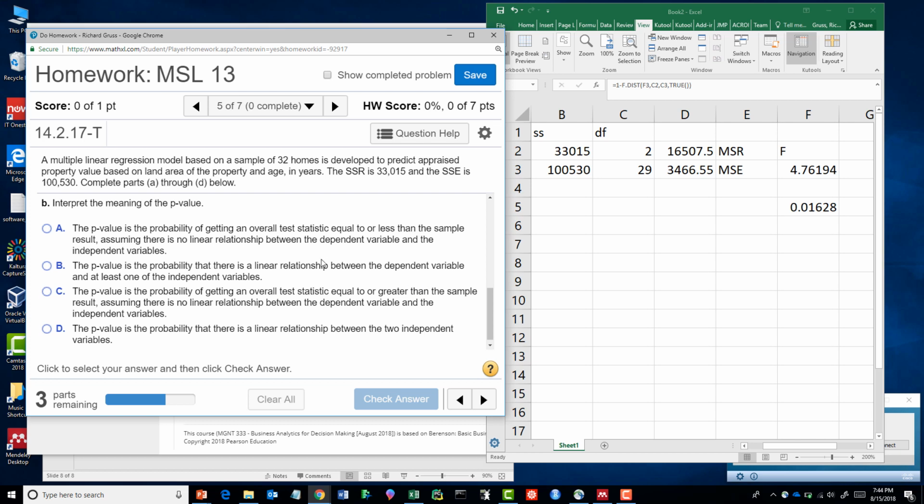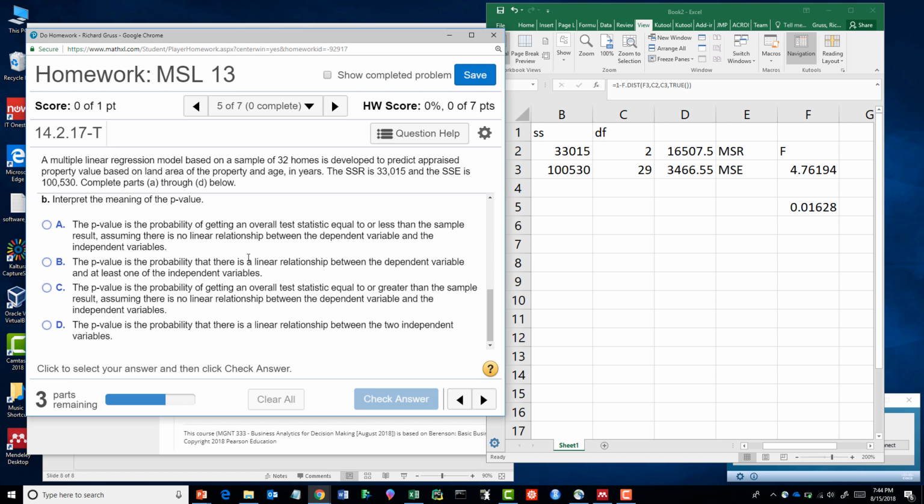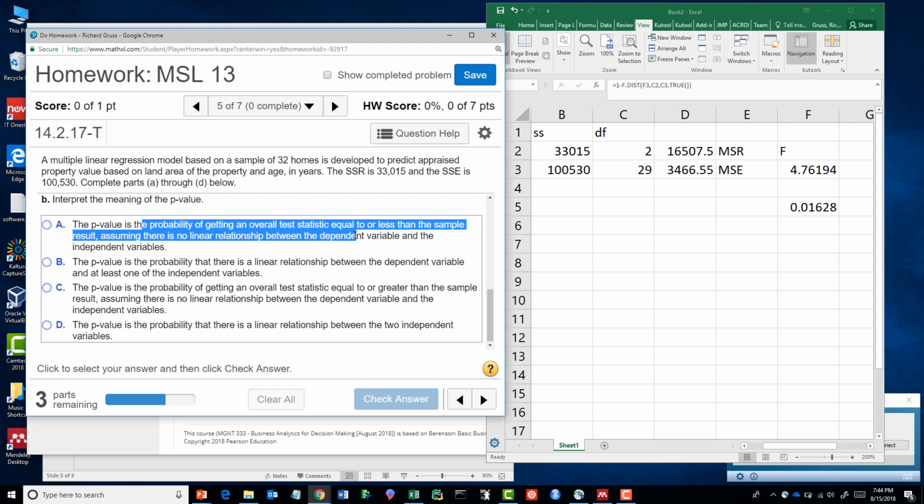Okay, so interpret the meaning of the p-value. So remember that the p-value is the probability of getting a value this extreme or more extreme given that the null hypothesis is true. Okay, so let's see which of these is the closest to that. So the p-value is the probability of getting an overall test statistic equal to or less than the sample result, assuming there's no linear relationship. Okay, so this is equal or less than. Okay, so that doesn't sound right.